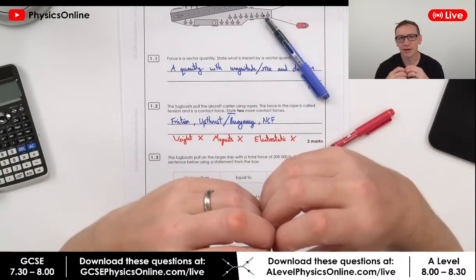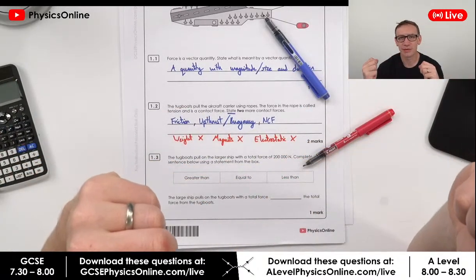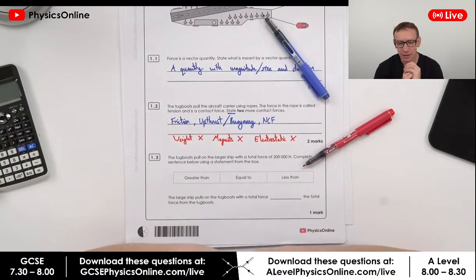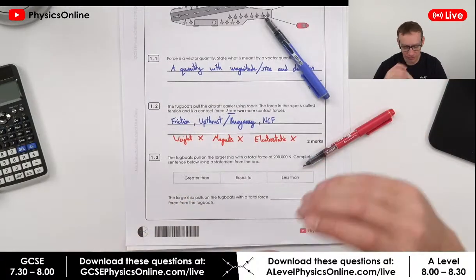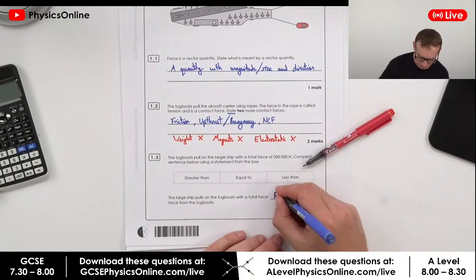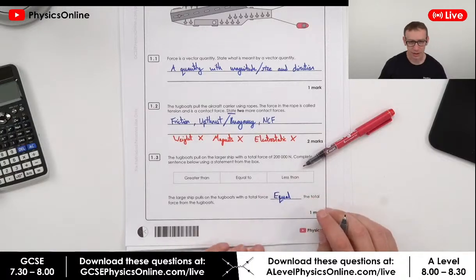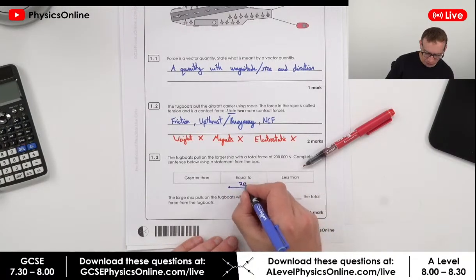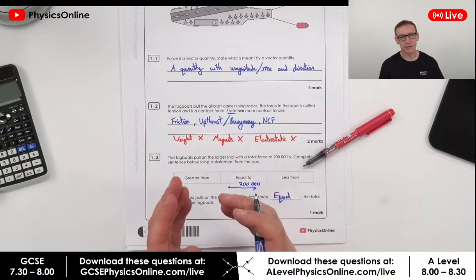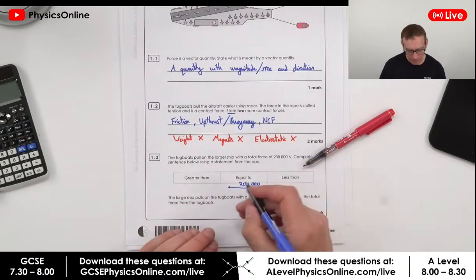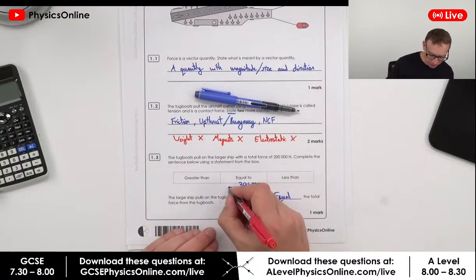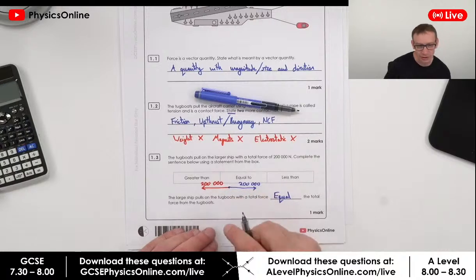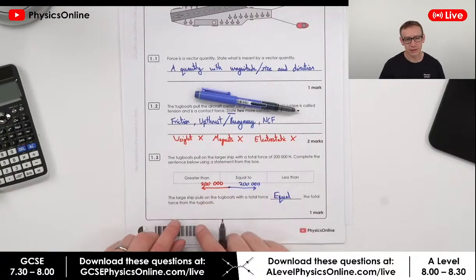A better way is to say that the force of A on B is the same as the force of B on A. It's the same size, but in the opposite direction too. And Aritz has got the right thing, which is they are equal to. So if we think about it, there's going to be a force in this direction of 200,000, and that's the force of the tugboats on the big ship. But the big ship is going to apply a force which is equal in size and opposite in direction, of 200,000 newtons in the other direction.